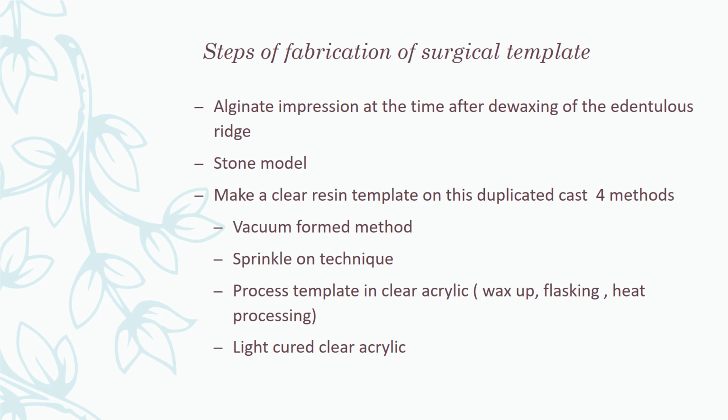Okay, so steps of fabrication. We are here talking about steps only to fabricate a surgical template. So an alginate impression of the edentulous ridge is taken after dewaxing. A stone model is poured. A clear resin template on these duplicated casts is made by four methods: vacuum form method, sprinkle on technique, and processed template in a clear acrylic, that is wax up, flasking, and heat processing, and even a light cure clear acrylic can be used. Okay, so these are the four methods.